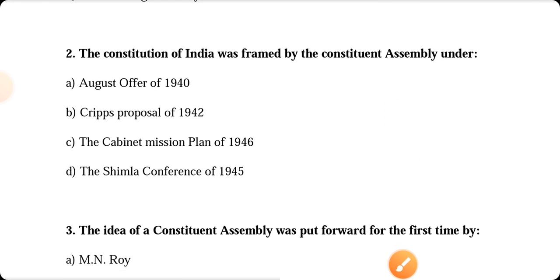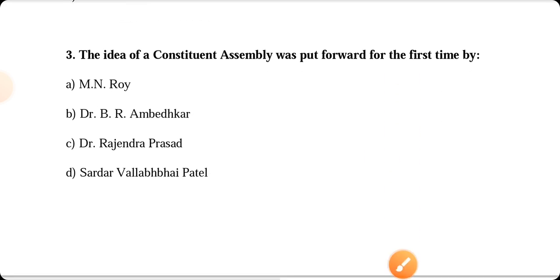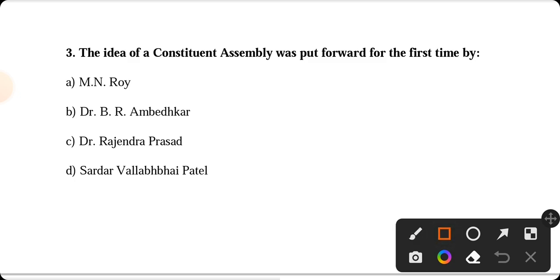Second question: the Constitution of India was framed by the Constituent Assembly under Cabinet Mission Plan of 1946. The Constituent Assembly was formed with respect to the Cabinet Mission Plan of 1946 sent by then Prime Minister of Britain, Clement Attlee. The idea of Constituent Assembly was put forward for the first time by M.N. Roy. M.N. Roy was the first person to propose the Constituent Assembly in order to frame the Constitution of India.